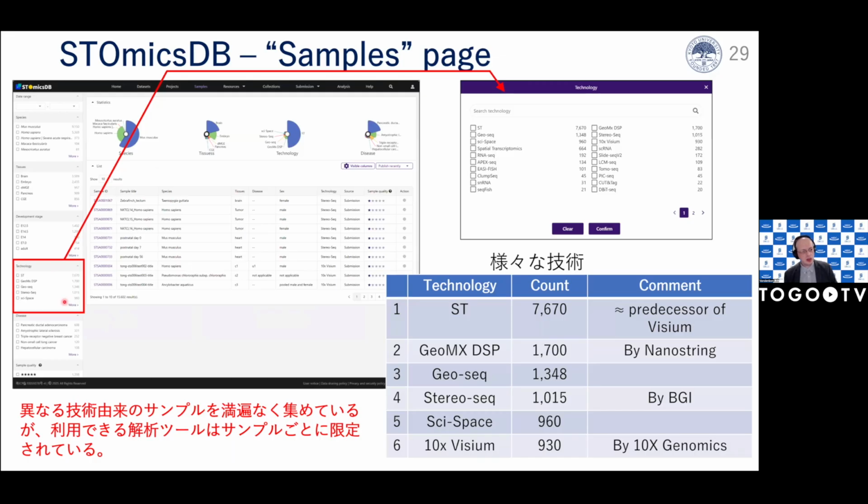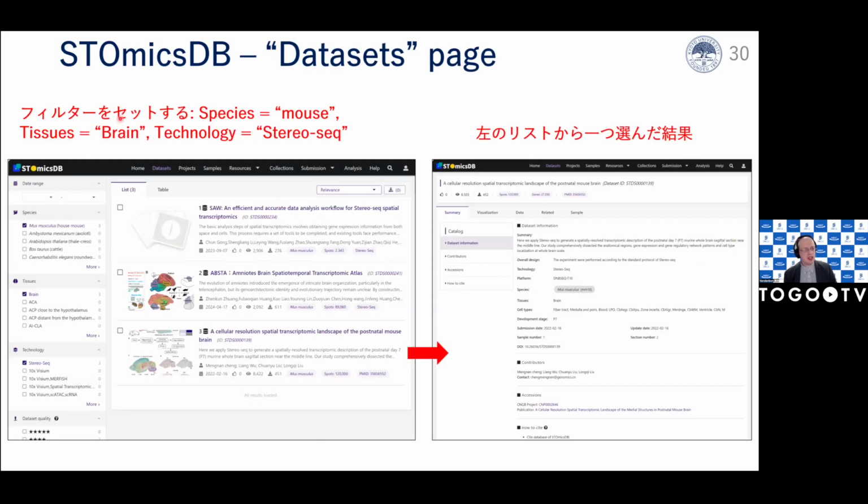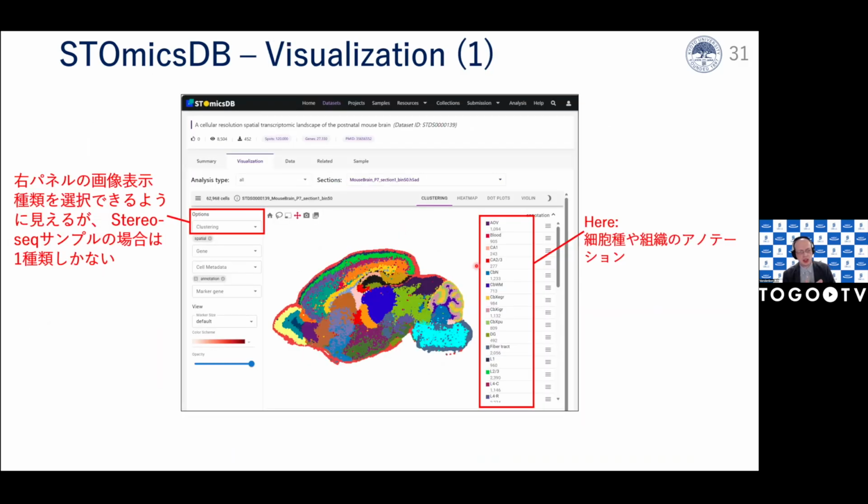So you can filter for your technology of interest. For example, I select here mouse and then brain tissue and Stereo-seq, which is one of the platforms. Then you can pick one of the samples that you are interested in. You can see, for example, the clustering result. This is a mouse brain sample. And for some of the samples, they actually added annotation data. So it's really nice, I think.